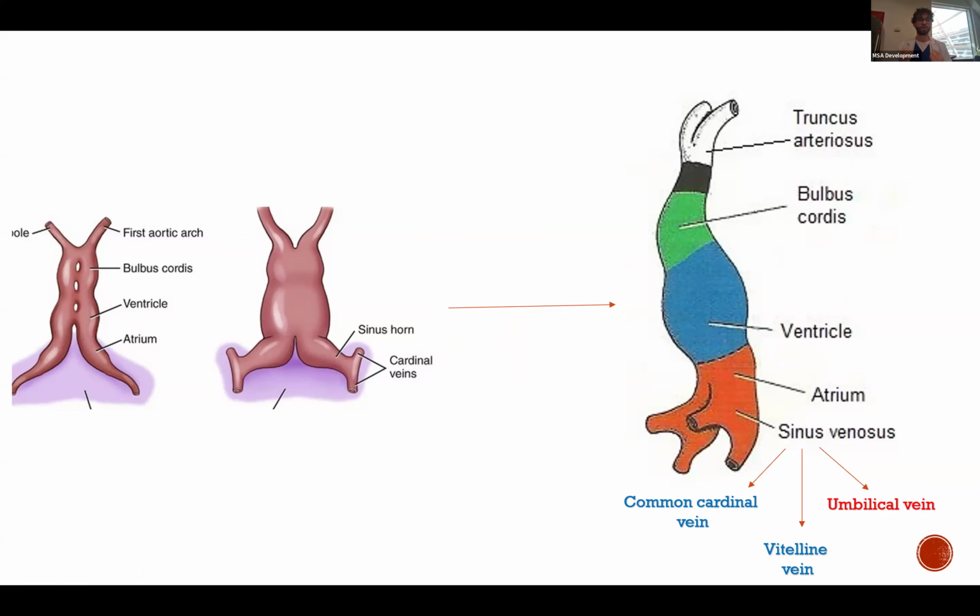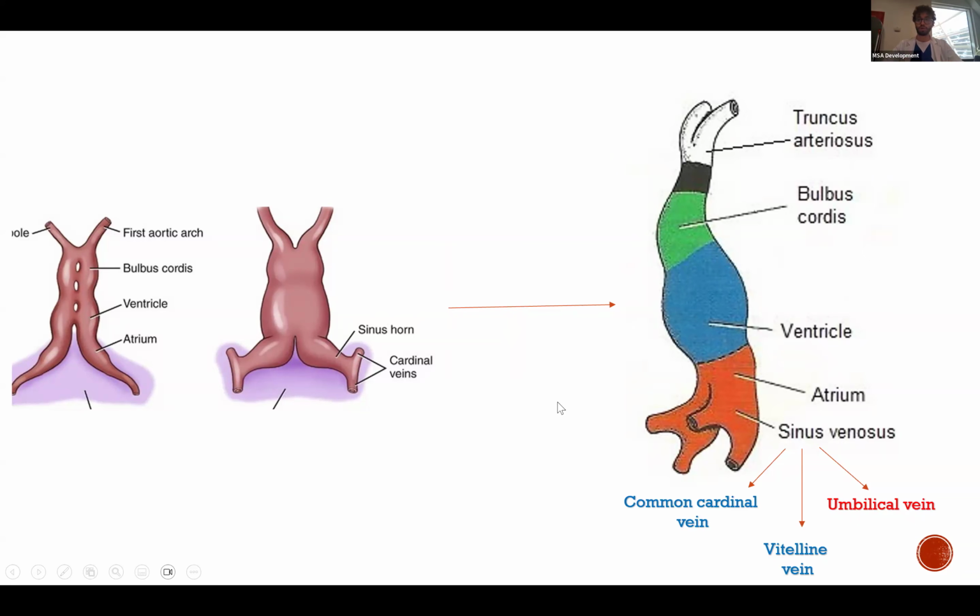Now we know that any blood vessel that goes away from the heart is called an artery, right? And any vessel going towards the heart is called a vein. So the umbilical vein is going from the mother to the baby's heart to give the baby's heart some oxygen. So it is a vein because it goes towards the baby's heart. But it is oxygenated because the baby will need this oxygen and nutrients, of course. The common cardinal vein and the vitelline vein, they are deoxygenated, normal veins.